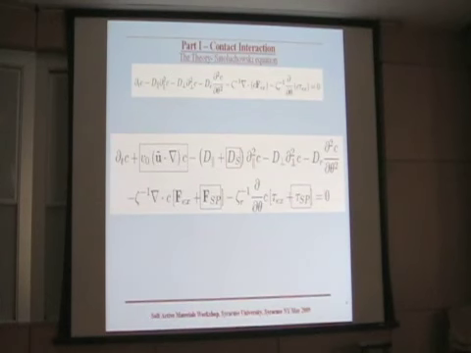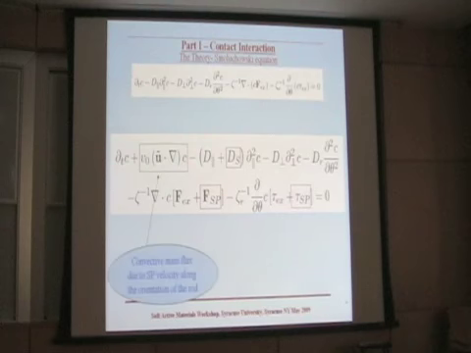Now let's walk through these equations and see what each of these terms are. The first is the obvious term. There is a convective mass flux along the orientation of each particle.